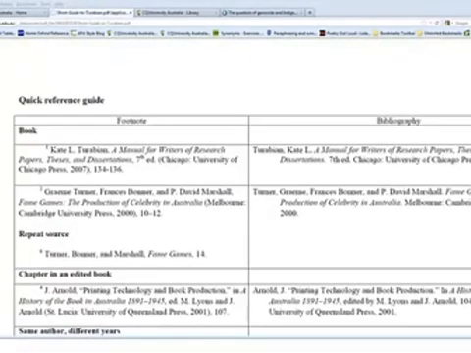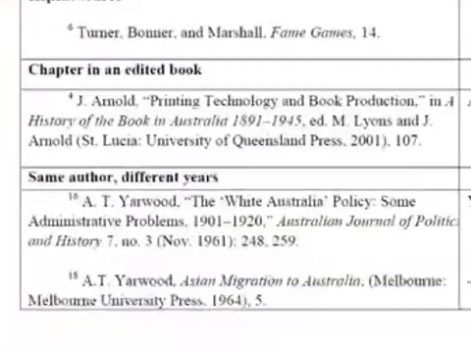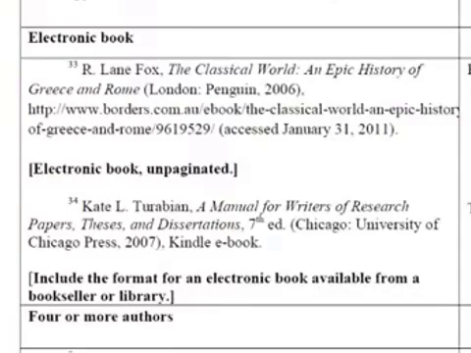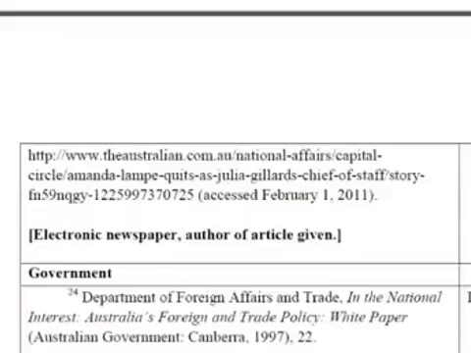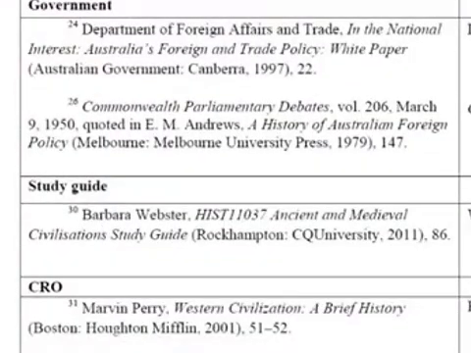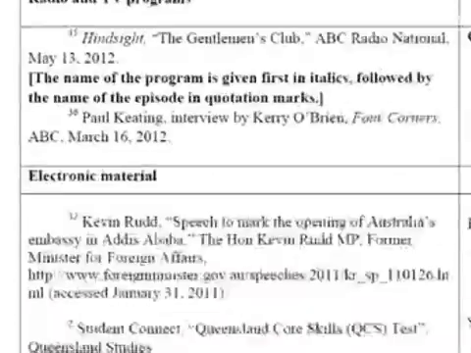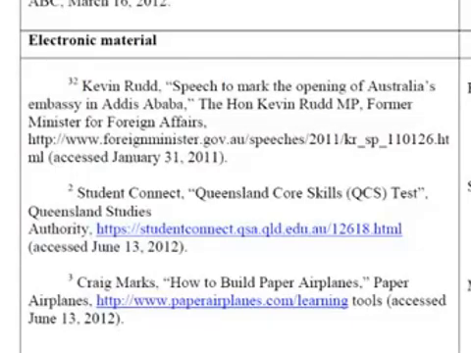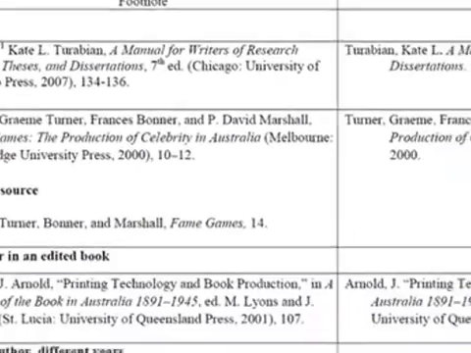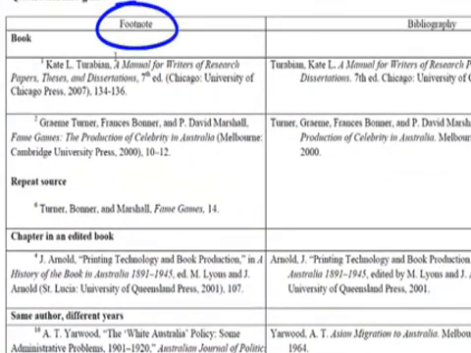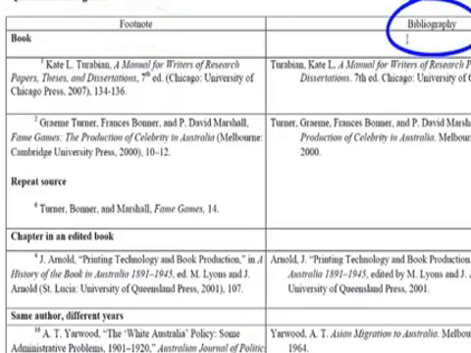The Turabian guide also shows you how to reference a whole range of sources, including books, chapters in edited books, electronic books, newspaper articles, government sources, study guides, and electronic study material. You'll notice that this section of the guide contains both information on how to set out a reference in your footnote and information on how to set it out in a bibliography.